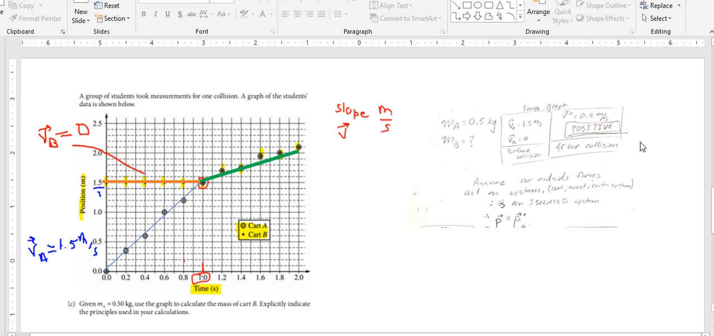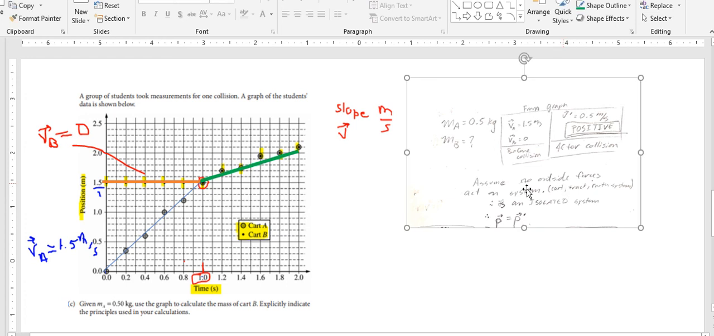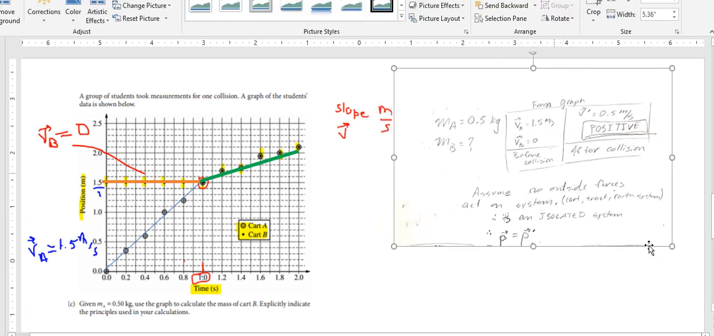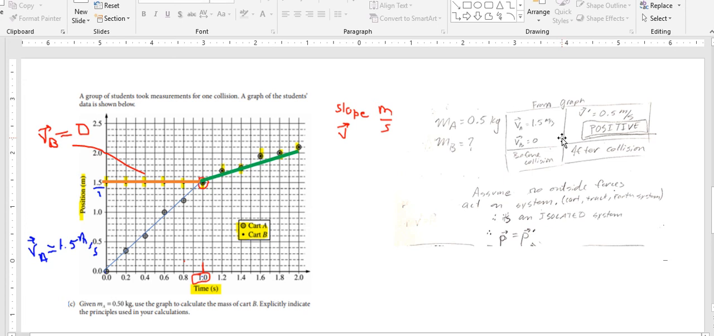Okay, now is the time to write down some assumptions. Let me make this a little bit bigger. After I've written down what I already know to stay organized, I'm going to put: assume no outside forces act on the system. And I define the system as cart, track, earth system, just in case. I put therefore it's an isolated system. Therefore momentum is conserved. So you always want to get those assumptions in somewhere. If I'd written them earlier and drew a line, that's cool too.